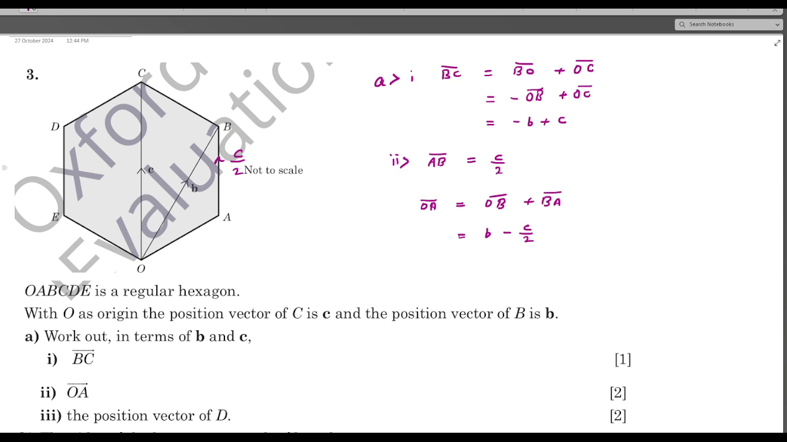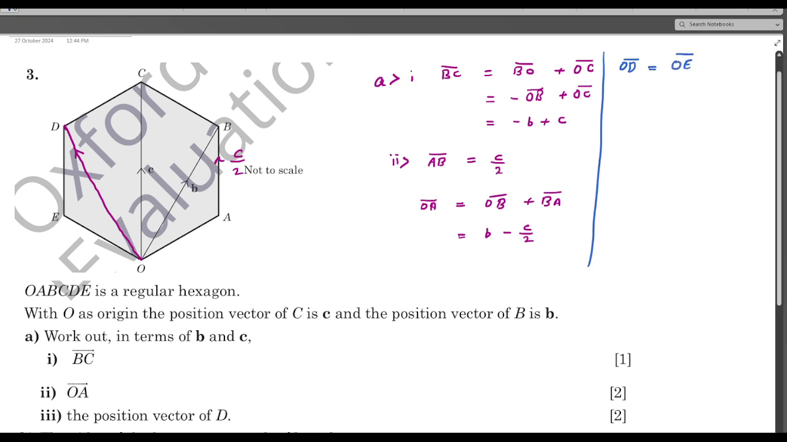And the third question is the position vector of D. The position vector of D means you have to find out what is vector OD. Okay, this vector OD, you can find out by using your OE vector plus your ED vector.